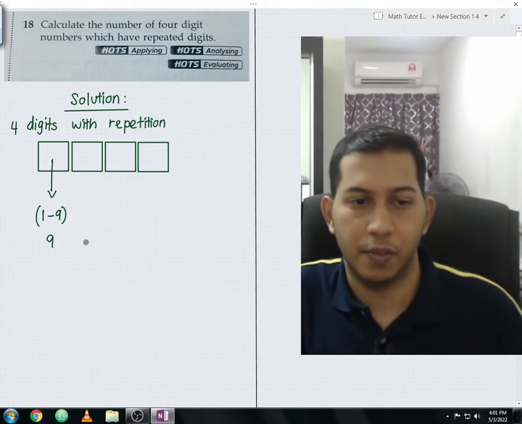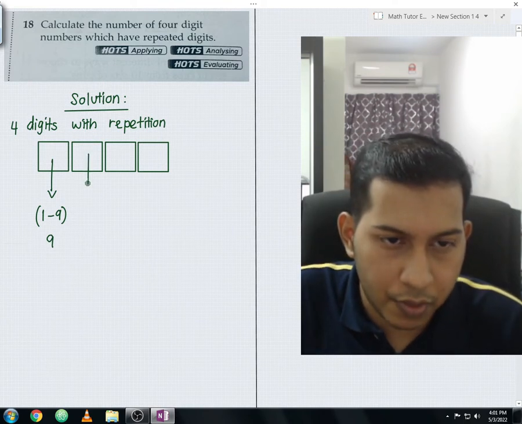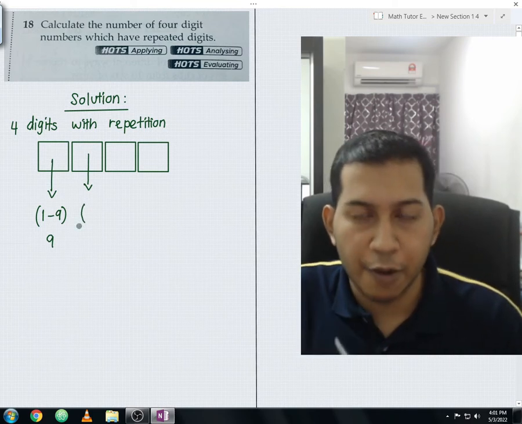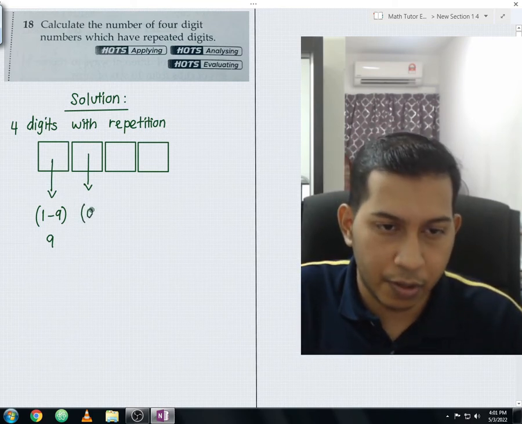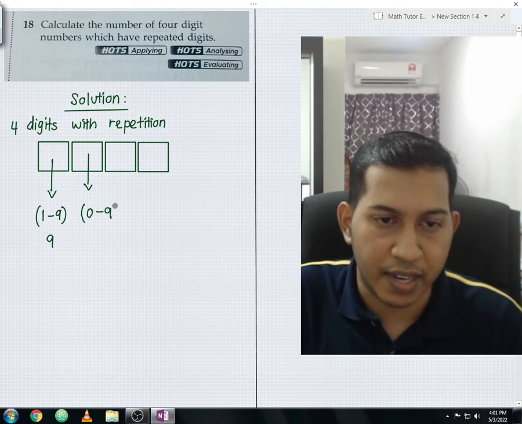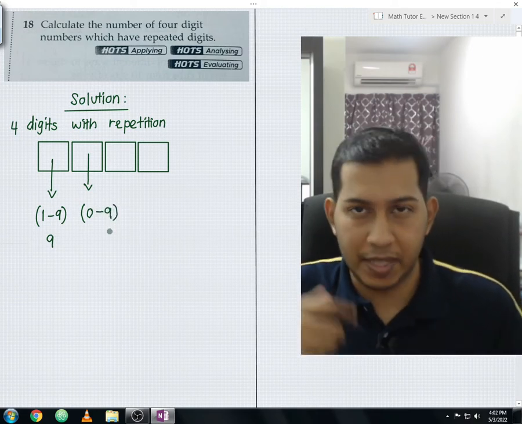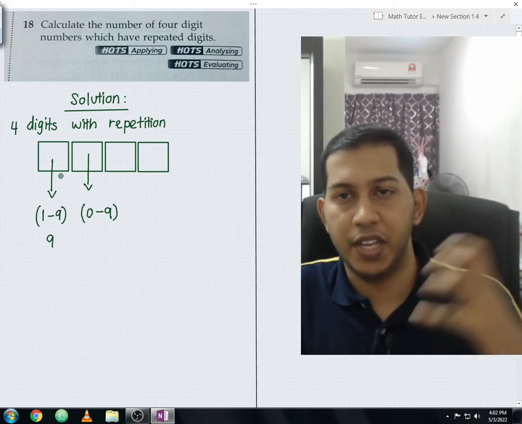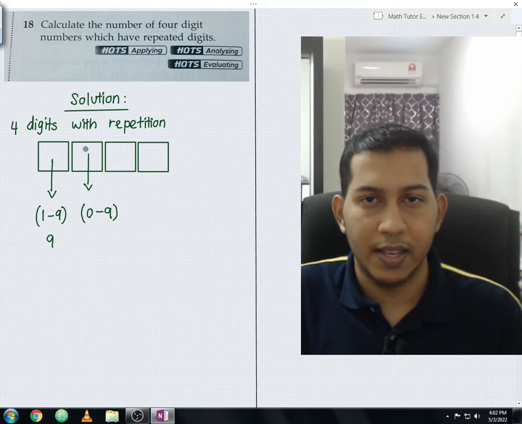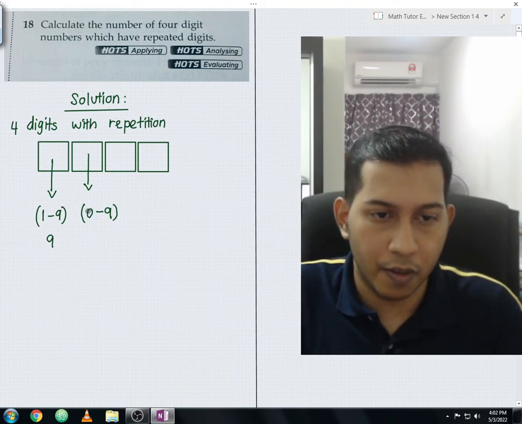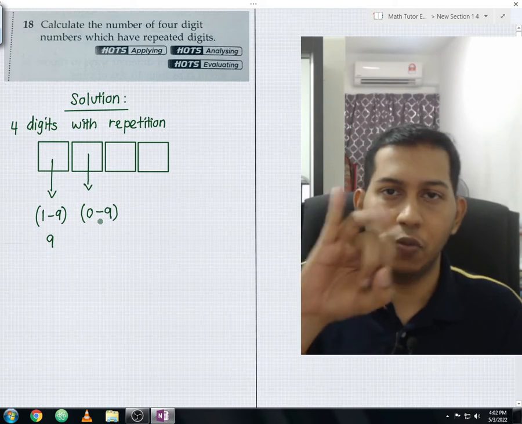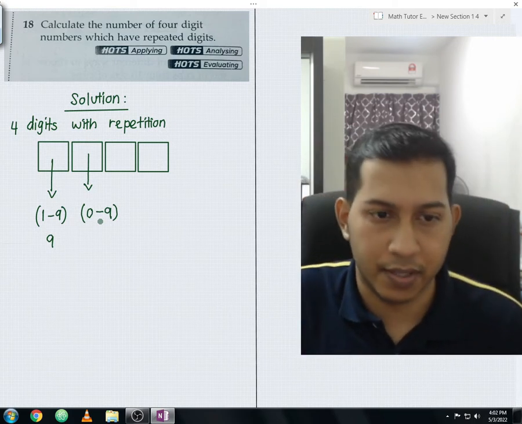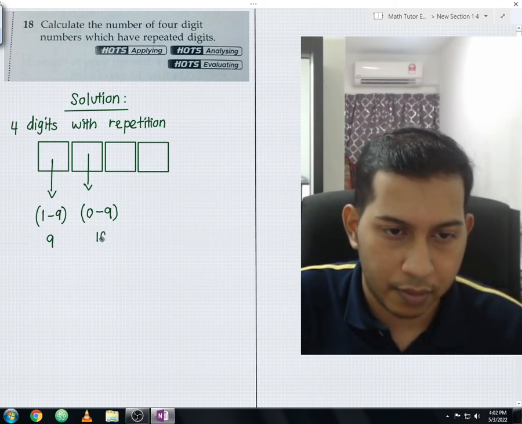So from here, for the second box which represents the second digit, for now you can start with 0 up to 9. You are repeating the numbers because it does not affect the event from the first box. It is independent. So from here 0 to 9, you count 0, 1, 2, 3, 4, 5, 6, 7, 8, 9. You have a total of 10 numbers. 0 to 9, you have 10.